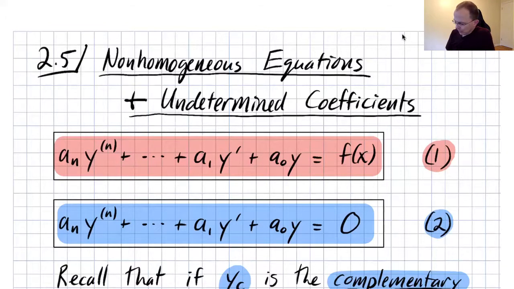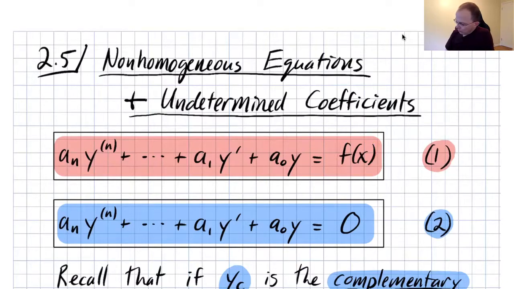We've looked previously in section 2.3 at how to solve equations like this that are homogeneous. So they're linear equations with constant coefficients, but the right-hand side is 0, and that's called a homogeneous equation. We now want to learn how to find a solution for an equation that's not homogeneous, so an equation where there's some function of x on the right-hand side, or just something that's not 0.